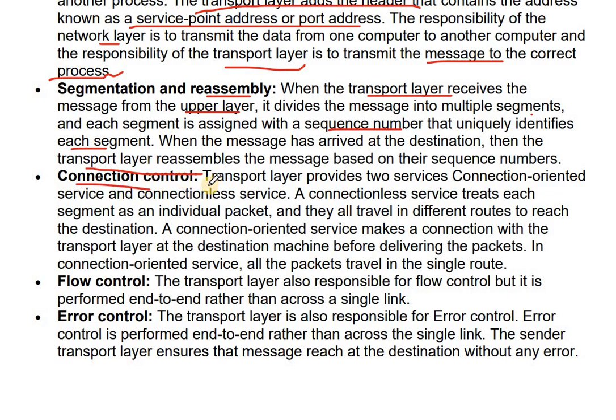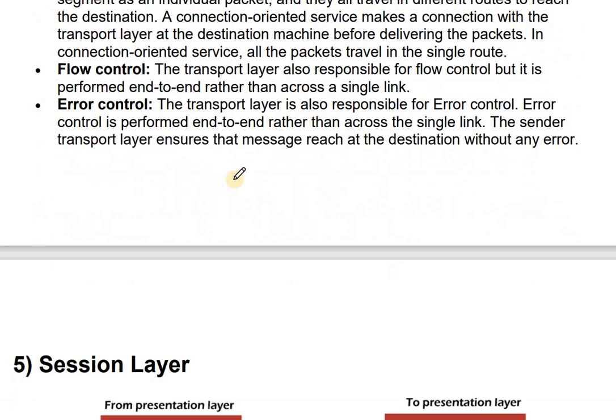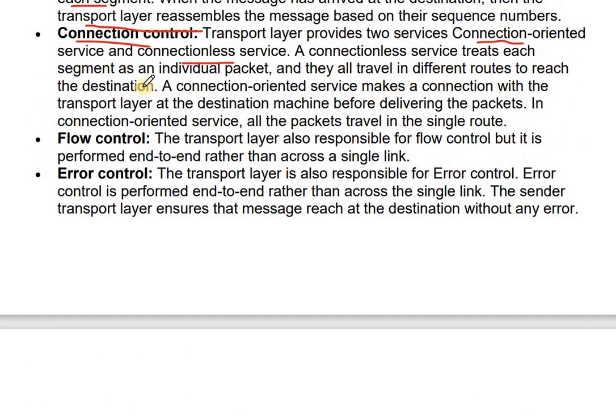Now come to connection control. The transport layer provides two services: connection-oriented service and connectionless service. The connectionless service treats each segment as an individual packet, and they all travel on different routes to reach the destination. A connection-oriented service makes a connection with the transport layer at the destination machine before delivering the packets. In connection-oriented service, all the packets travel on a single route.